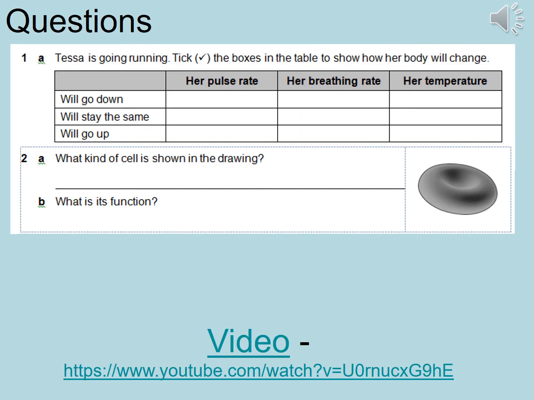And to end this lesson today then, I just want you to think about how you can get data. So Tessa is going on a run. All I want you to do is copy the little table and write down how her body will change. What will go up, what will stay the same, and what will go down. So her pulse rate, her breathing rate, her temperature. What kind of cell is in the drawing there, and what's its function?